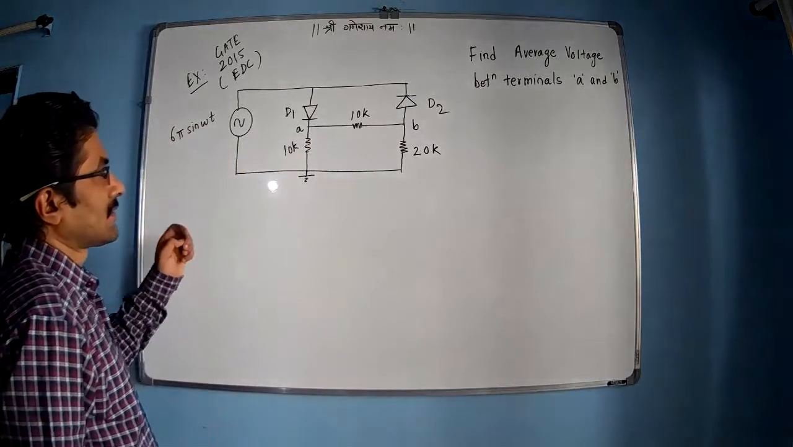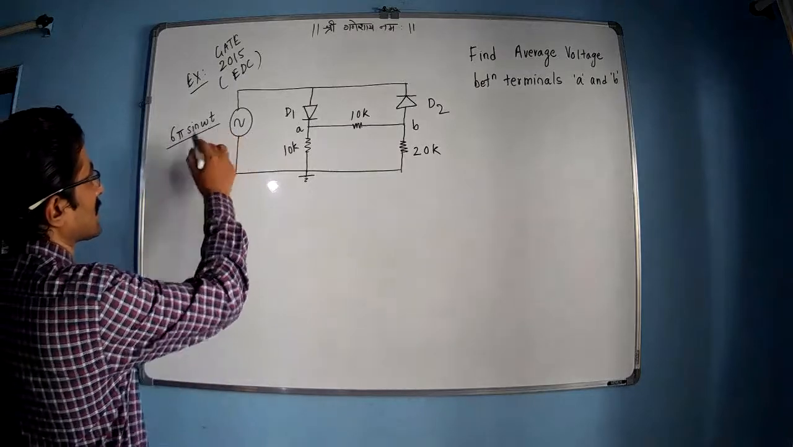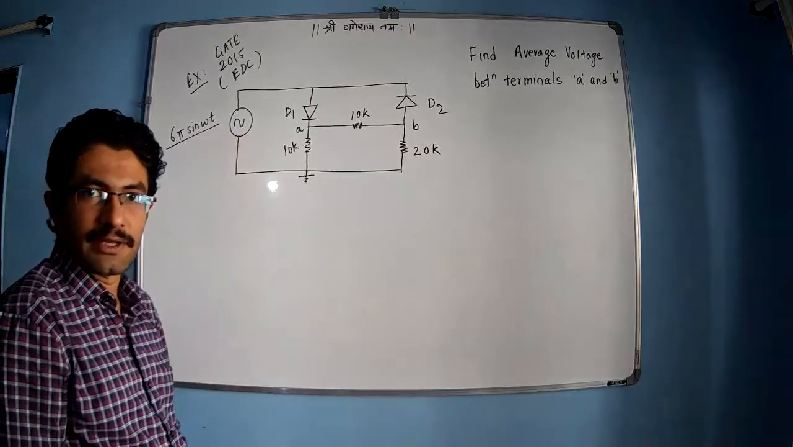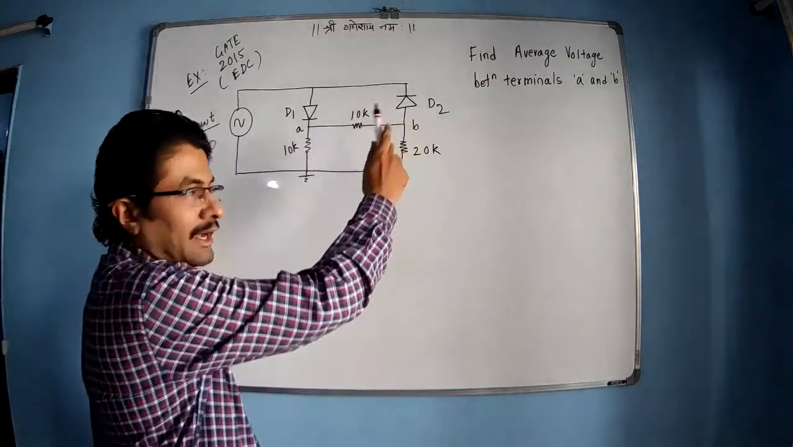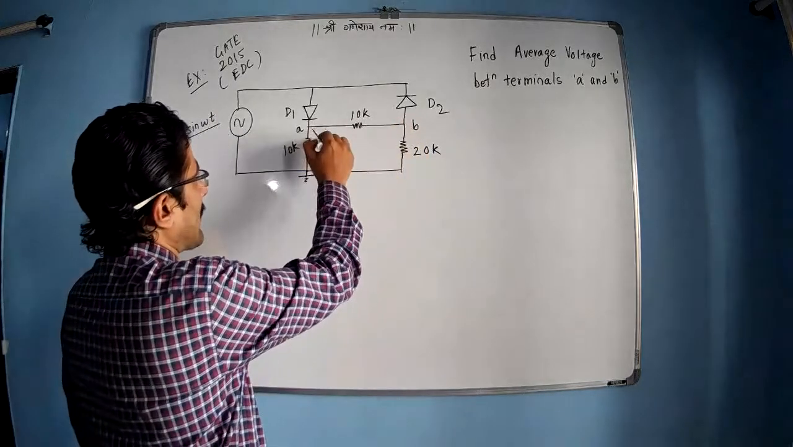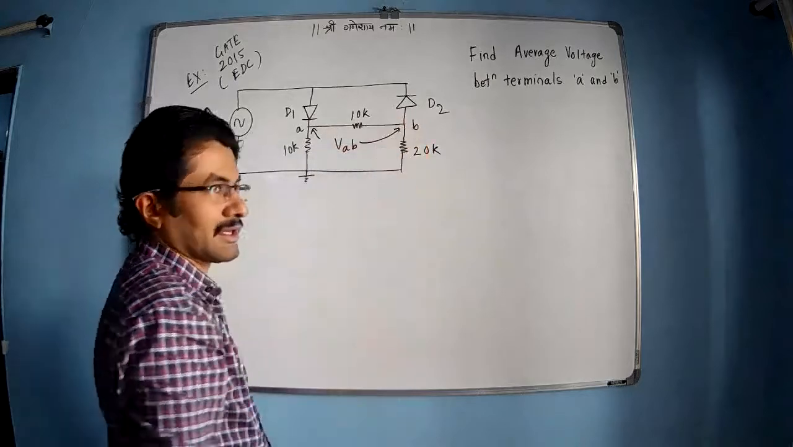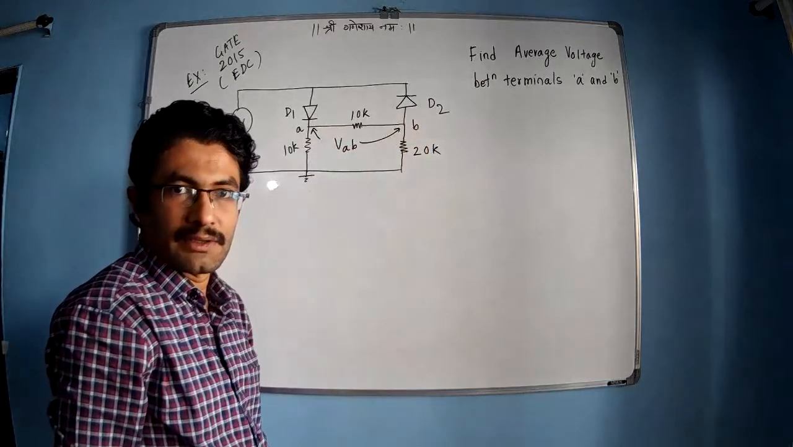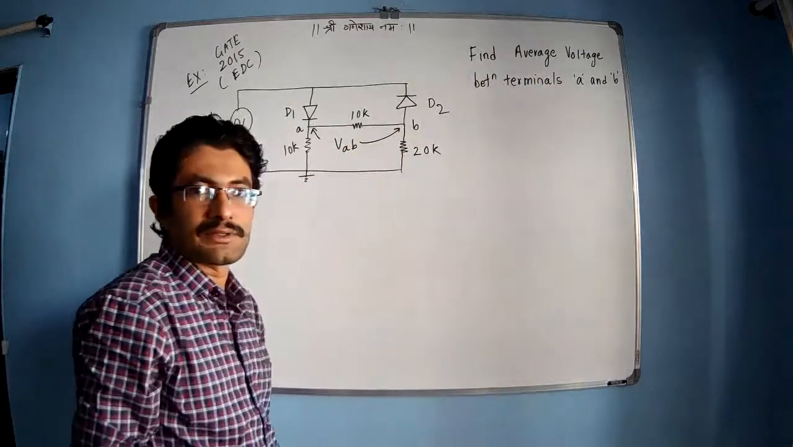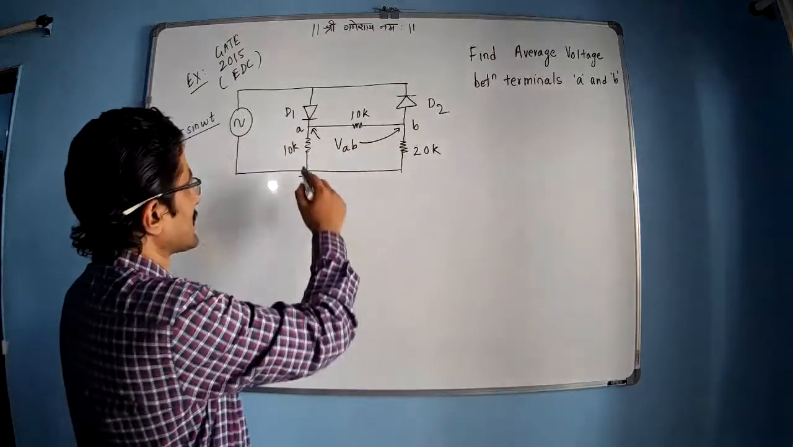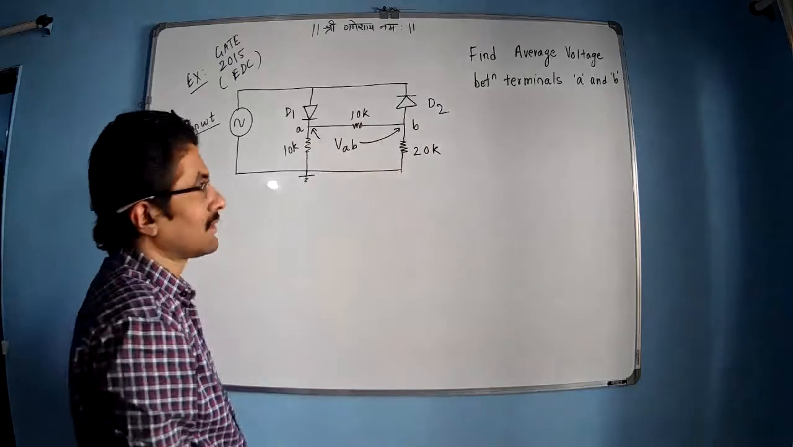As per the circuit diagram given, we have input voltage 6π sin ωt. We have two diodes D1 and D2, and we have to find the average voltage between terminals A and B. Three resistors of value 10k, 10k and 20k are given.